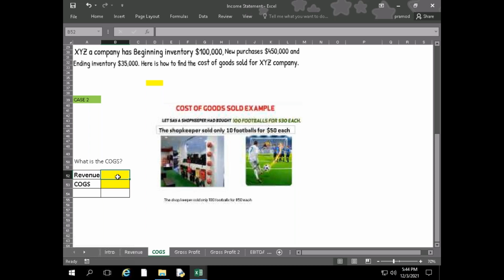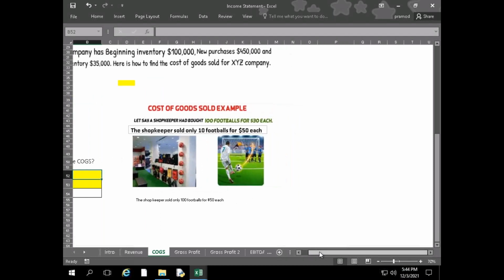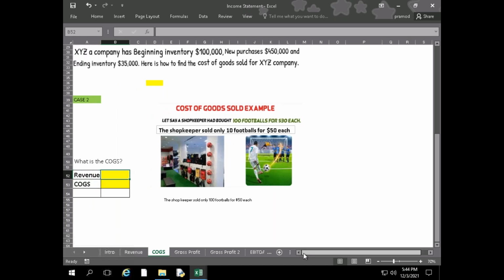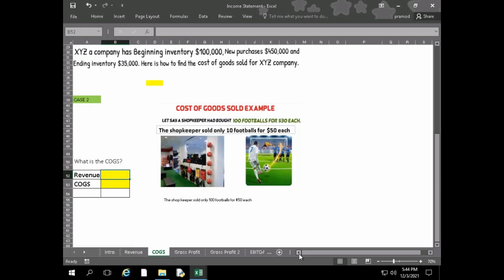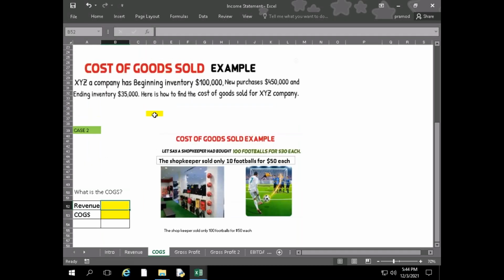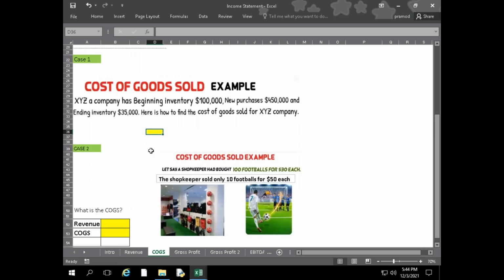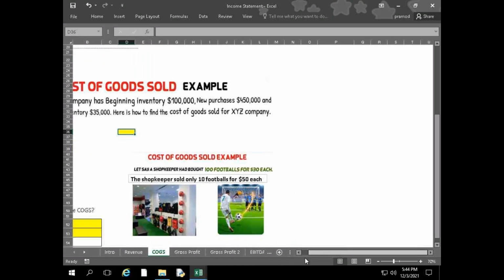You know what is revenue? No, the question is here itself. Let's say a shopkeeper had bought 100 footballs for 30 each. The shopkeeper sold only 10 footballs for 50 each. So you know what is revenue and what is COGS now. You do it. In the first question, the case 1, find out the revenue and COGS. In the same manner, here they have given the questions.